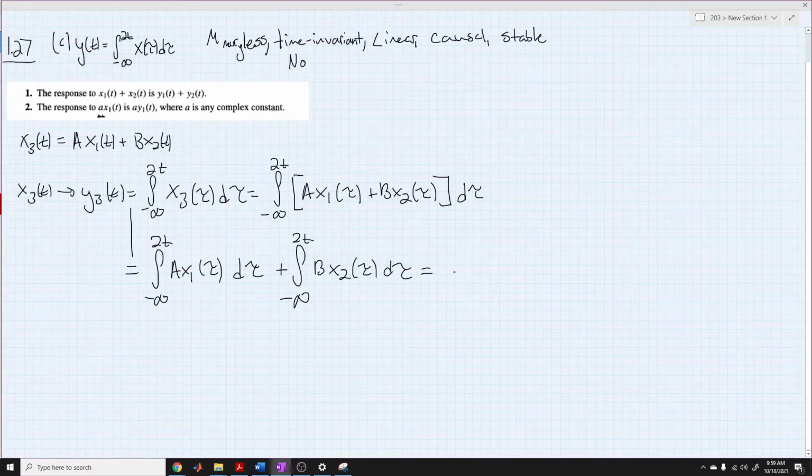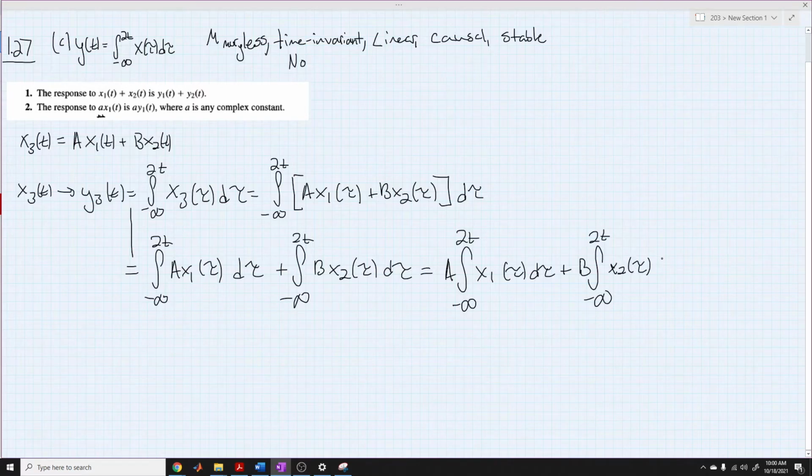And we'll do one final step. We have a times the integral from negative infinity to 2t of x1 of tau d tau plus b times the integral from negative infinity to 2t of x2 of tau d tau.